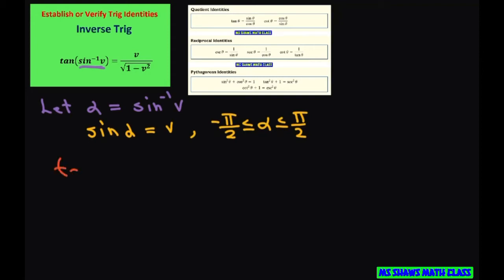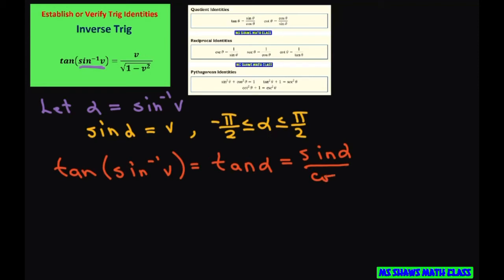So we have tan inverse sine of v. So this is going to be tan of alpha. And tan of alpha is going to equal sine of alpha divided by cosine of alpha.